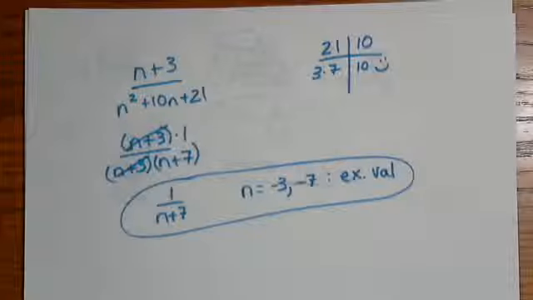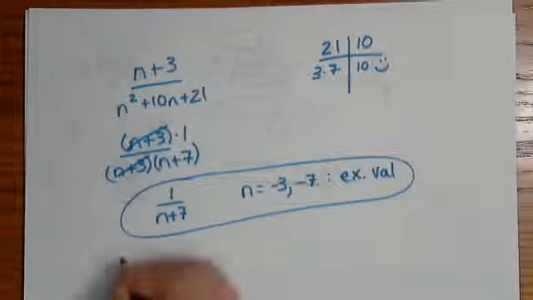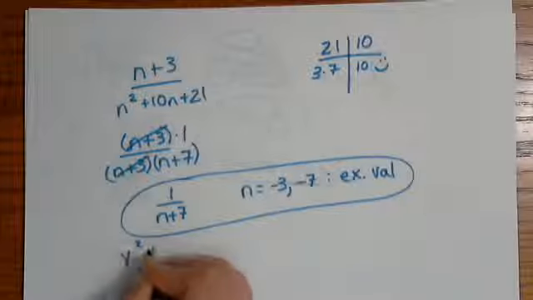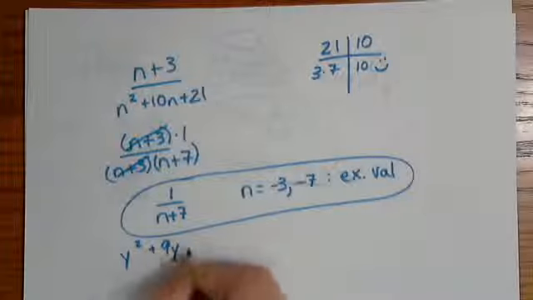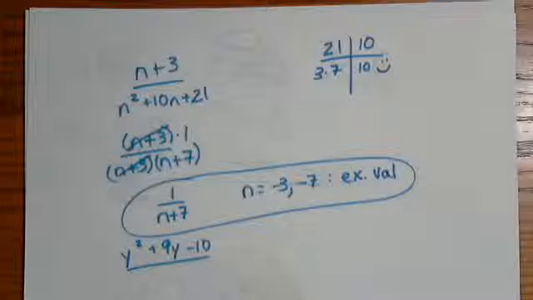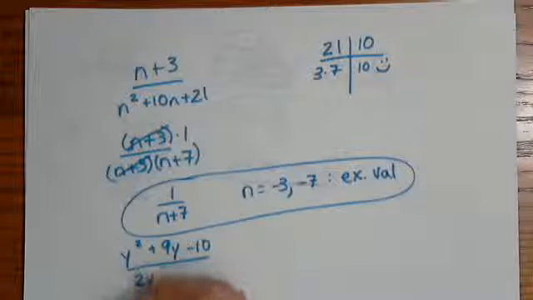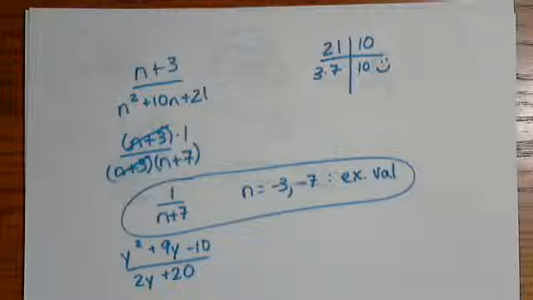Now it's your turn. I want you to try 4b on your own. 4b is y squared plus 9y minus 10 divided by 2y plus 20. Pause the video and try it on your own. I mean it. Every single one of you.